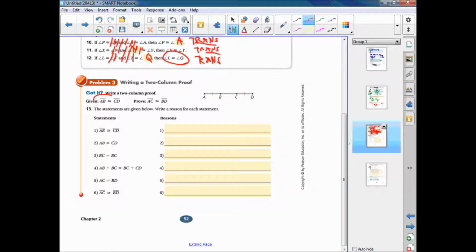Given that AB is congruent to CD, we want to prove AC is equal to BD. Okay. So the given is what information we know. If we look at our picture, we can see these red marks here and here. Okay. So that means segment AB is the same as CD. And what we're asked to prove should be the last line. That's what we're trying to get to. So they wrote the whole proof out, the statements. We have to come up with the reasons behind those statements.